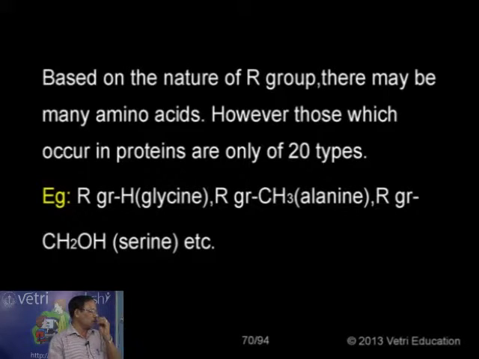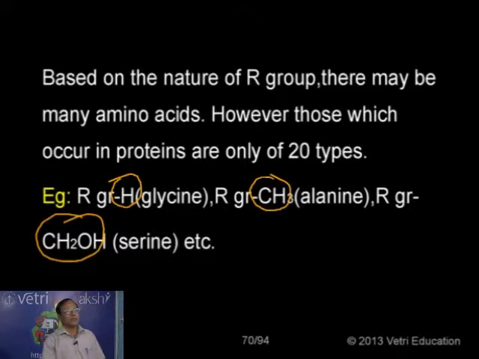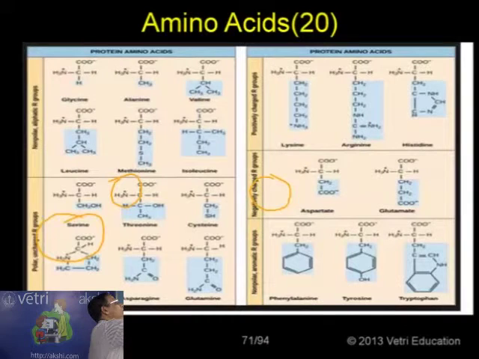I mentioned already that the R group is the variable group. It may be a hydrogen in the case of glycine, or a methyl group in the case of alanine, or a hydroxymethyl group in the case of serine, etc. So we have different variable groups in addition to the constant groups, the hydrogen, the carboxyl group as well as the amino group. Now here is a picture.